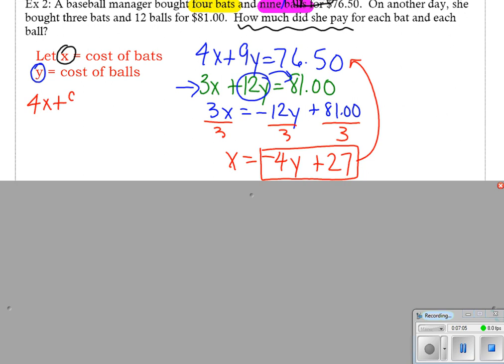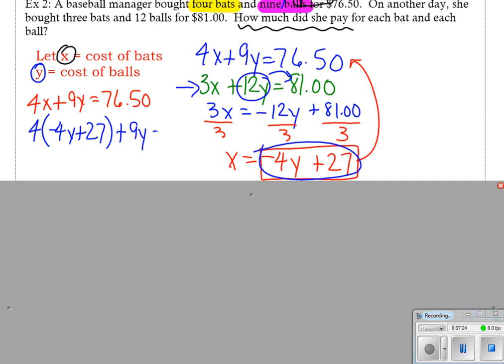Okay, so 4x plus 9y equals 7650. Substituting in what I found x to be, right here, 4 times negative 4y plus 27 plus 9y equals 7650. Okay? Pause here, go through the math, see if you can come up with what I'm going to be doing.